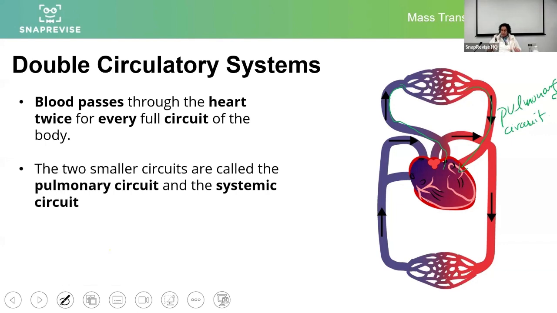And then, of course, let's change color here. I'll use yellow. The second circuit is when the oxygenated blood leaves the heart, goes to the systemic circulation, goes to the capillary bed. This capillary bed is throughout the entire body, goes to all of the organs. Gas exchange also takes place here, as well as nutrient exchange. Nutrients delivered, metabolic waste taken away. And the deoxygenated blood now comes back to the heart in order to then go around the lungs again. So this is my systemic circuit.